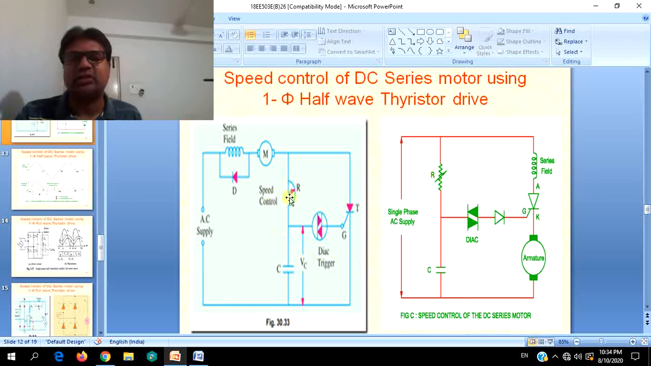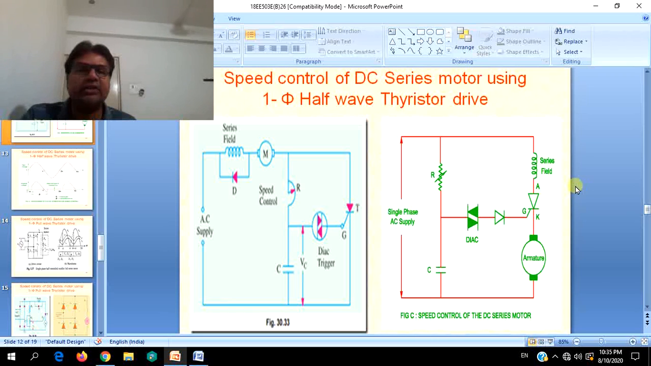The capacitor gets charged during that instant, and at alpha, our capacitor builds up sufficient voltage to trigger this diac, or to break over the forward voltage of the diac at alpha, so that the diac conducts into the gate of the SCR and the SCR conducts. When the SCR conducts, the total circuit completes. Now the series field as well as the armature will be connected in series with the supply during the positive half cycle.